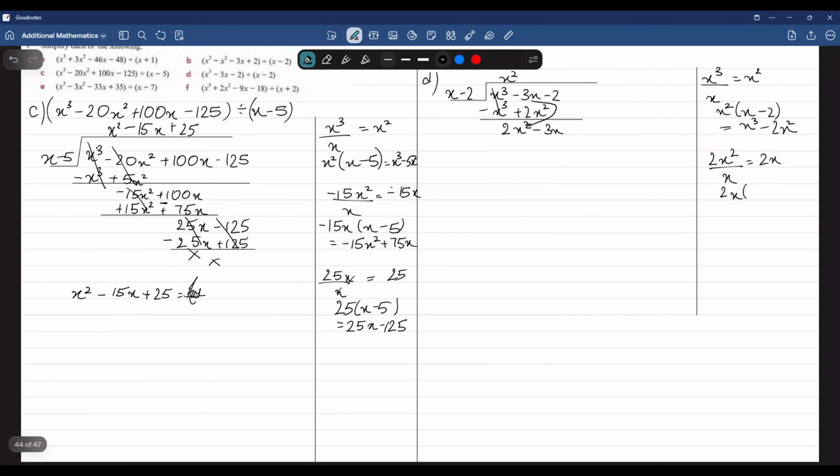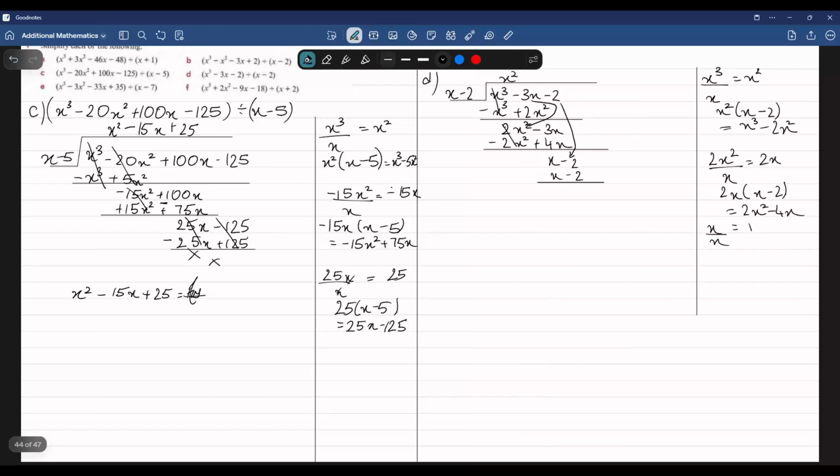We would multiply 2x by x minus 2, which would give us 2x squared minus 4x. Now it's subtracting, so we subtract this and add this. So this becomes nothing, and negative 3 plus 4 is going to give us x, and then this minus 2 comes down here, so x minus 2. Now x divided by x is going to give us 1, and 1 multiplied by x minus 2 is going to be x minus 2.